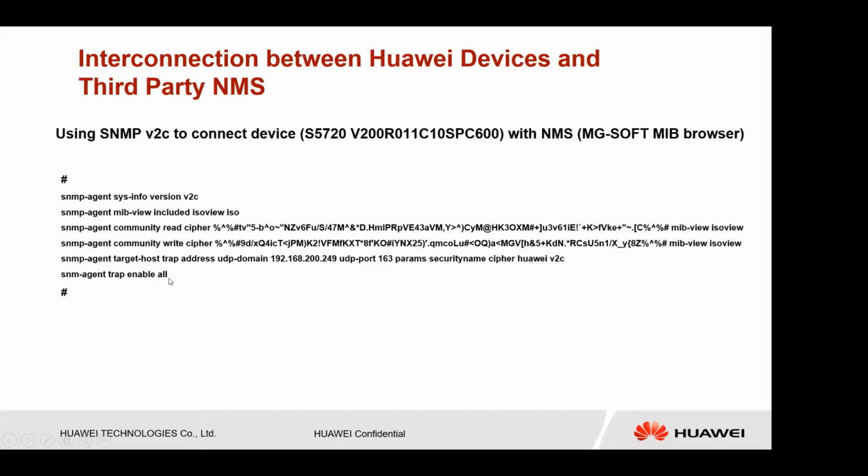For this command, some of the traps are disabled by default on our Huawei switch. If they are disabled, you can just run this command to enable all the SNMP agent traps, or you can also specify the specific trap that you want to enable.